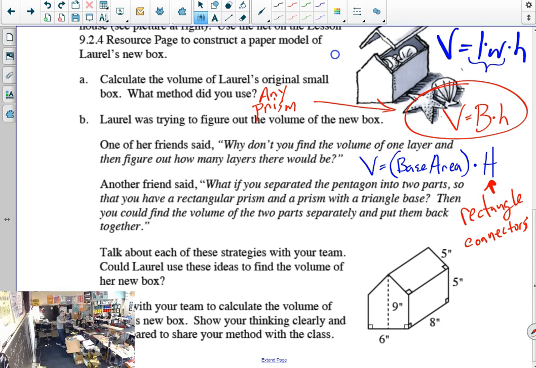Volume is how much can I physically put inside of it. And if I try to put that flat, I'm going to get in trouble, right? So volume is three-dimensional, right? It has mass.